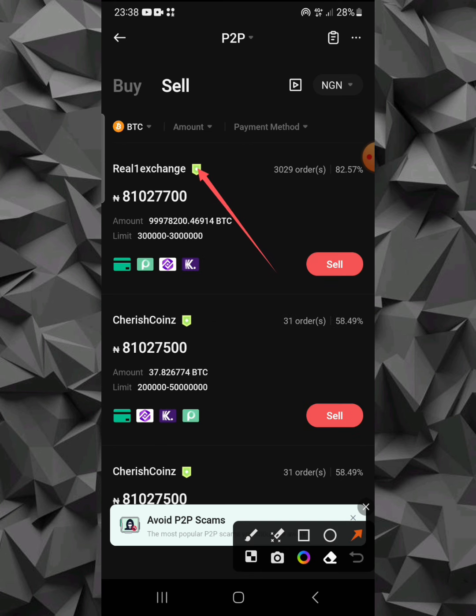This particular guy, let me use him as example, Real One Exchange. He's buying BTC from people at the rate of 81 million naira. Forget the fact that you are seeing sale right here. This is the guy that is actually making money. KuCoin users will come and click on sell, and they are going to be selling BTC to him at this rate of 81 million naira.